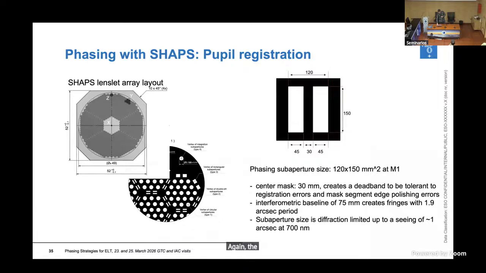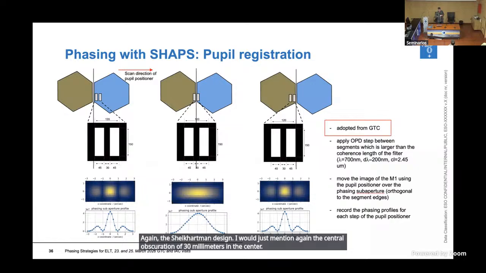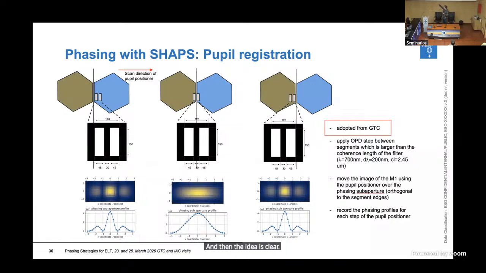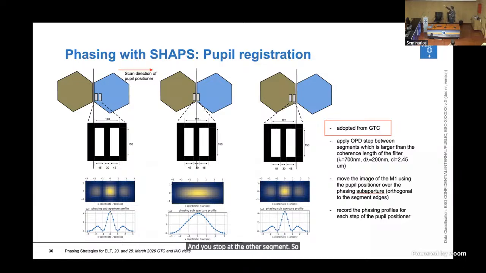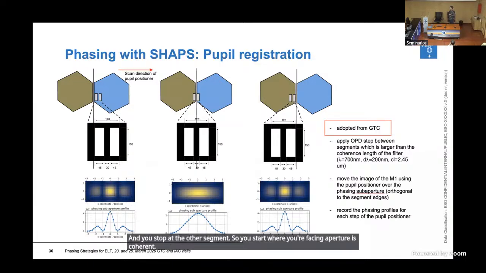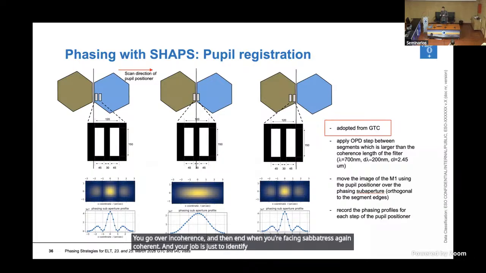Again, regarding the Shack-Hartmann design, I would just mention the central obscuration of 30 millimeters in the center. Then the idea is clear. We move the pupil positioner in the direction along the gap, so orthogonal to the edge. You start with an interferometer on one segment, move over, and stop at the other segment. So you start where your phasing aperture is coherent, go over incoherence, and end when your phasing subaperture is again coherent. Your job is just to identify where the center of that transition is.